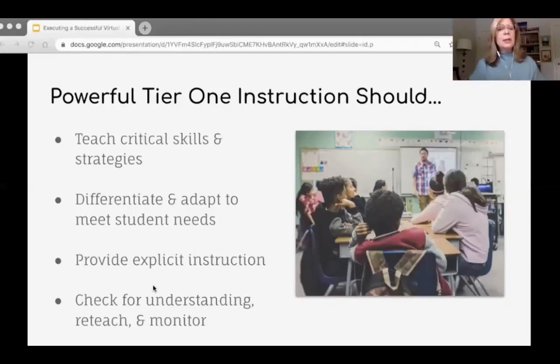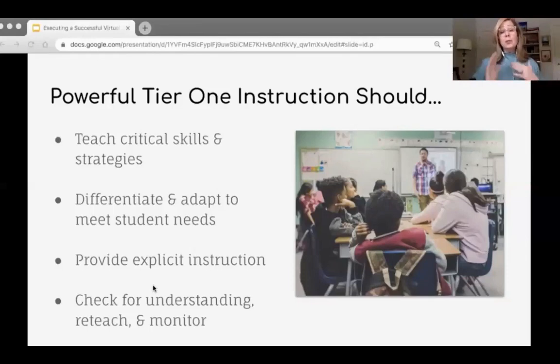Make sure students have explicit instruction and lots of opportunity to practice skills. This practice will occur with and without teacher support. Students shouldn't have to infer what they're supposed to learn, right? Once critical content is covered, check for understanding, reteach, and monitor progress. Now, at Classworks, we have supplemental Tier 1 instruction for virtual learning used in the Classworks platform or in your LMS, such as Google Classroom or Schoology.